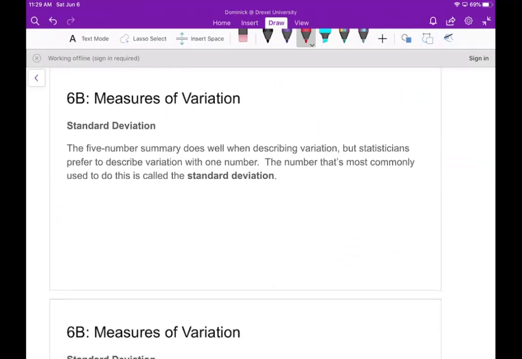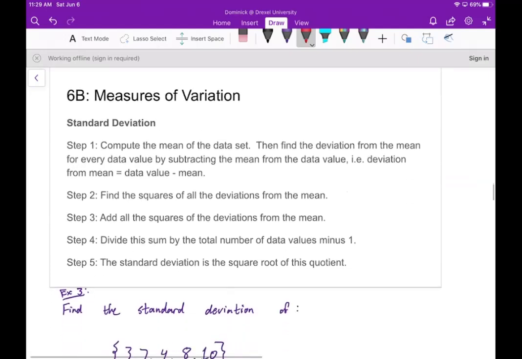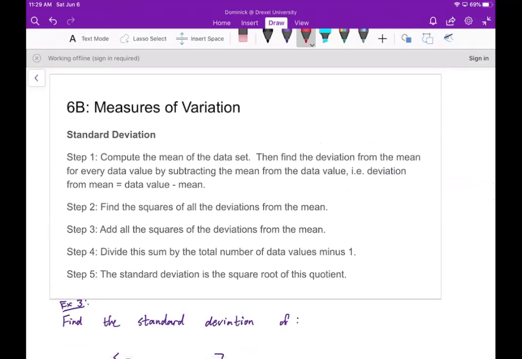Now, the 5-number summary does a good job when it's describing the variation, but statisticians prefer to describe variation with just a single number. And the number that's most commonly used to do this is what's called the standard deviation. Now, to find the standard deviation, here's what we would need to do.